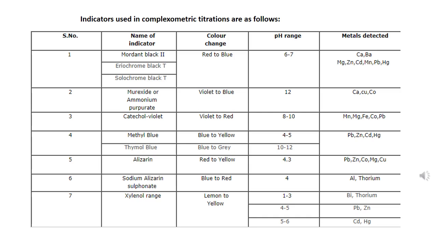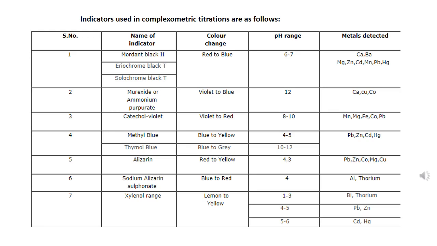The next indicator is methyl thymol blue, and it can be used for the metals lead, zinc, cadmium, and mercury. Its color changes from blue to yellow at pH range 4 to 5 when complexes form. For the same metals, lead, zinc, cadmium, and mercury, thymol blue could be used, and its color will change from blue to gray. The end point will be gray color, and the pH range is 10 to 12.